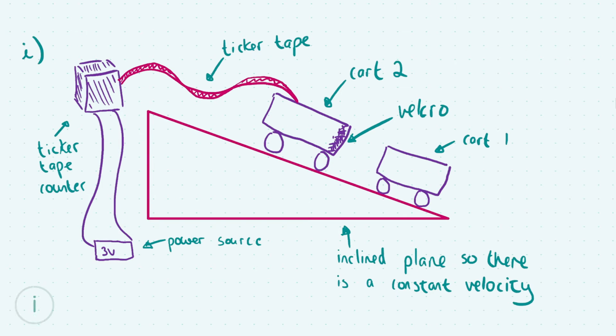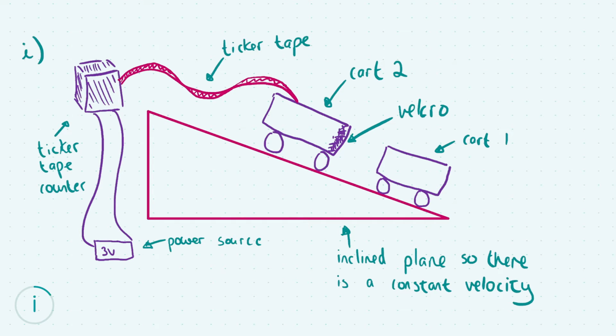For part I here, I've drawn out the appropriate diagram. What we see is two carts sitting on an inclined plane. The importance of this inclined plane is that it is at an angle so that the carts remain at a constant velocity. The entire point of the conservation of momentum is that the velocity is kept constant before and after, so we cannot have any acceleration. That's why the angle of this slope is very important, so we don't get any acceleration in the carts.